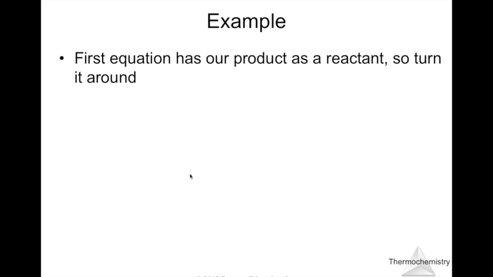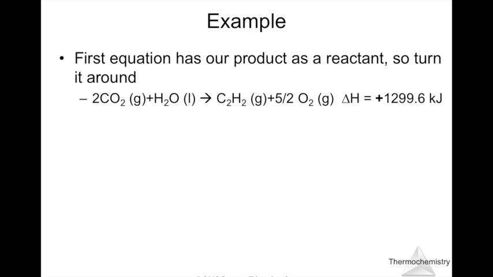So the first equation has our product as a reactant. So we said before, if we reverse the reaction, it's equal in magnitude, but just a different sign. So we just turn it around and flip the sign. So we just switch that first reaction around. So we've got 2CO2 plus H2O yields, hey, there's our product! We just added a plus sign in front of our delta H that we had before.